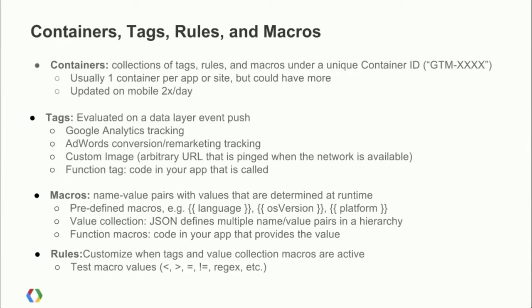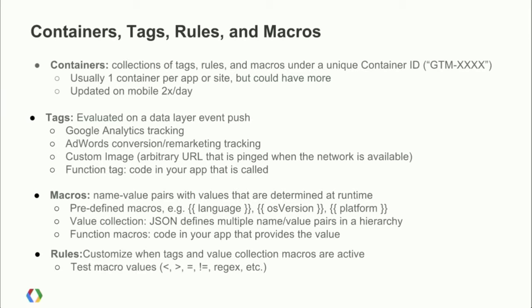Okay? Macros are name value pairs, all right? And their values are determined at runtime. It's easy to see with some predefined macros. So one macro, for instance, is the language the user has set. Another is the version of the operating system. Another is the platform, that is, are we on iOS? Are we on Android? So these are values that can be retrieved at runtime and for which you can write rules against. So you can write rules against them, and you can also use any of these macros within a tag.